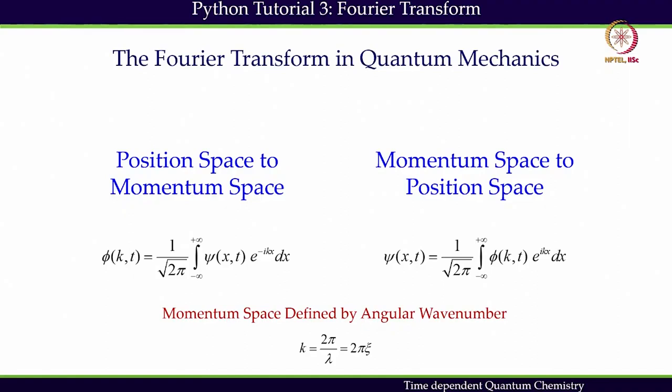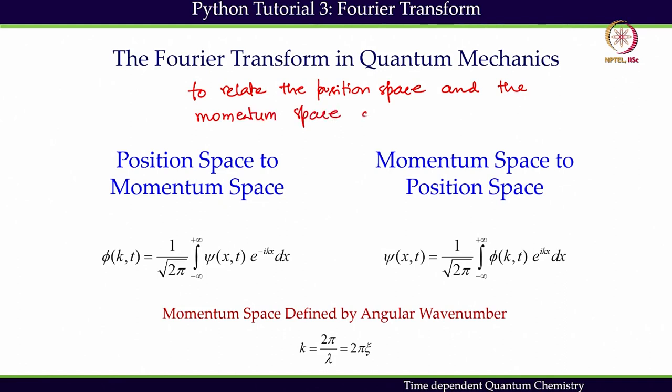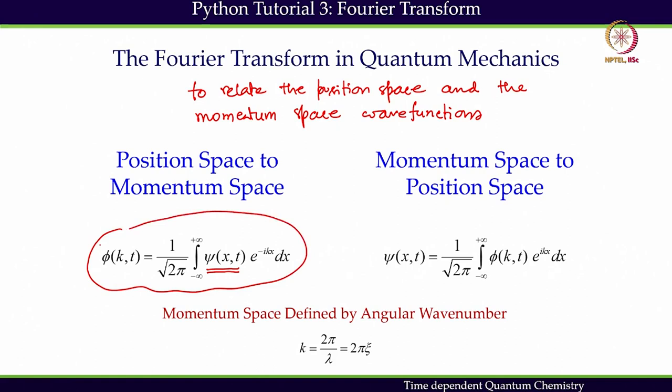In quantum mechanics, the Fourier transform is used to relate the position space and the momentum space wave functions. This is something we do very frequently in quantum mechanics. So if we want to convert from position space, where we express the wave function as psi(x,t), to momentum space, this is the equation we use, the forward Fourier transform.